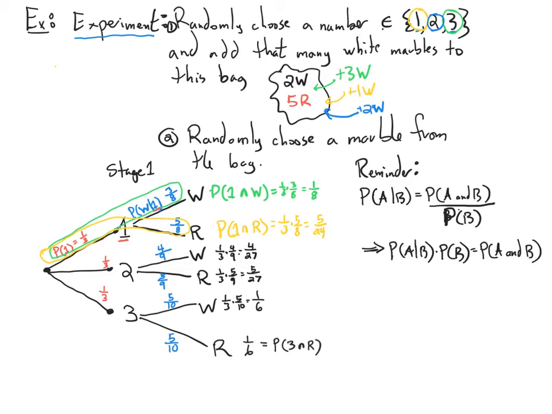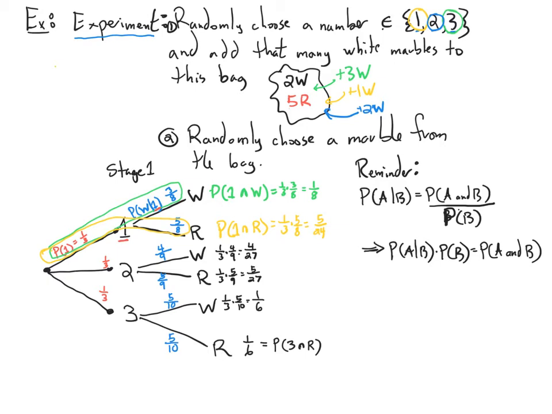And notice that none of these events are independent. The probabilities change depending on what you pick in the first bit of your experiment. So if I pick a 1, the probability that I pick a white is 3/8. If I pick a 2, the probability is different. It's 4/9. And if I pick a 3, the probability is different. It's 5/10. So note that these events aren't independent.